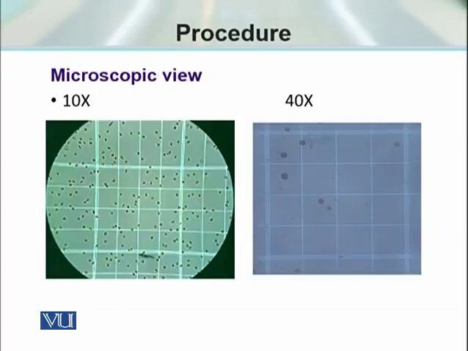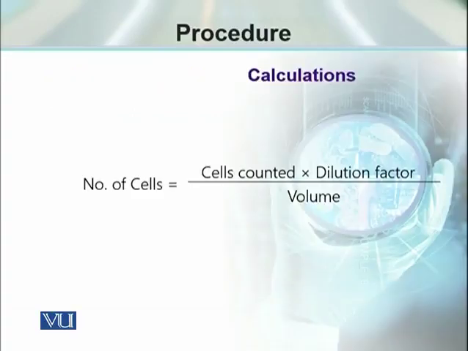When we observe this hemocytometer under microscope, it looks like this, and at 40x magnification it looks like this. These dots basically are the cells which we are supposed to count. As we know that the cell density, the number of cells per milliliter, is quite high in the culture media, we may need to dilute them.